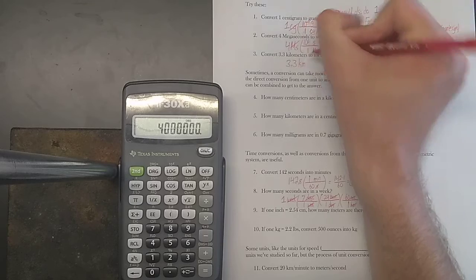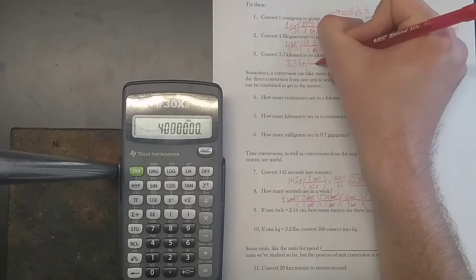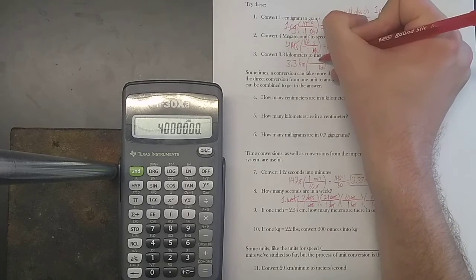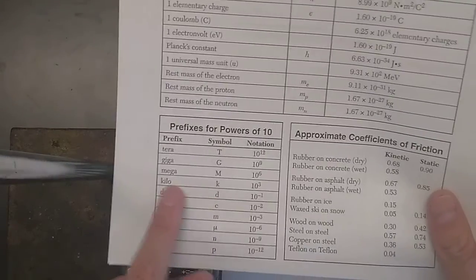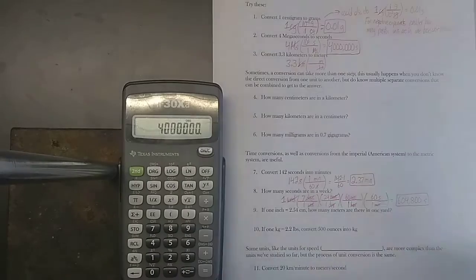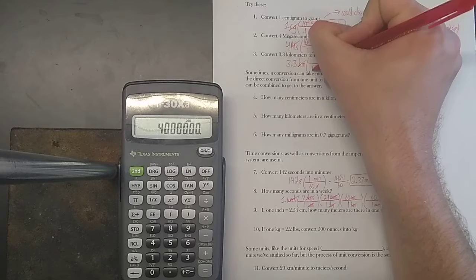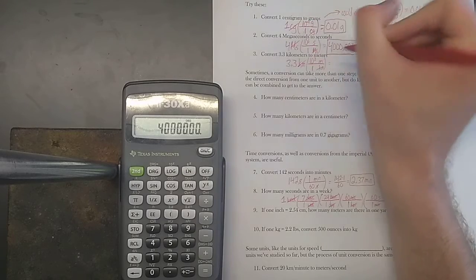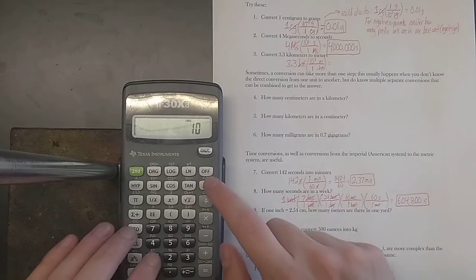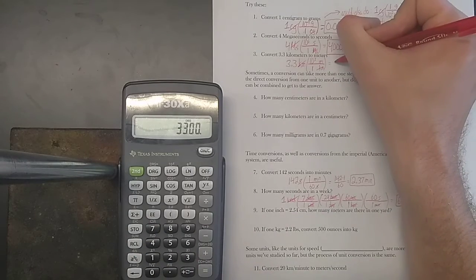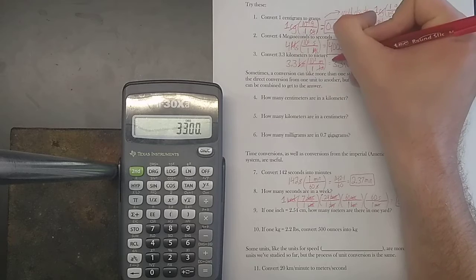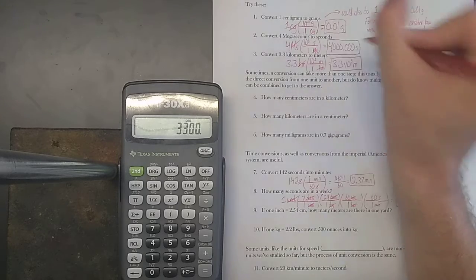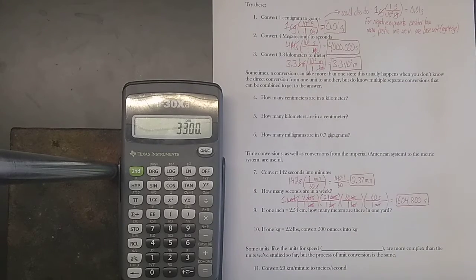3.3 km. Again, I encourage you, set up the units before you do anything else. So get the right places for kilometers and meters. Kilo means 10 to the third. So 1 kilometer is 10 to the third meters. 3.3 times 10 raised to the third is 3,300, or you could write 3.3 times 10 to the third meters. Not necessary to put in scientific notation, but usually it saves you a little bit of writing.